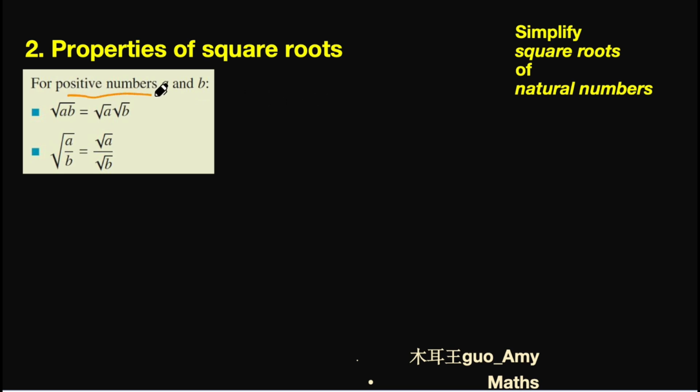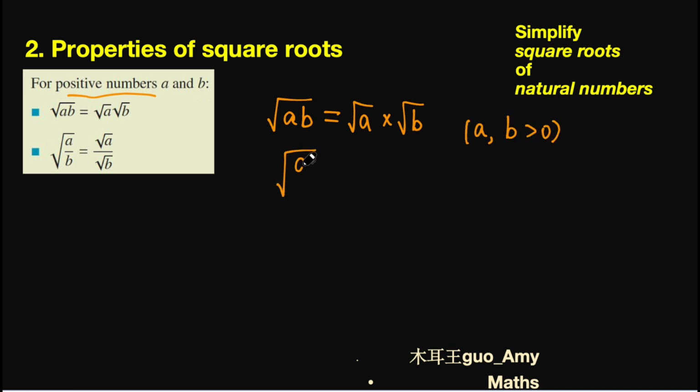For positive numbers a and b, if we have the square root of a times b, then it is equivalent to the square root of a times the square root of b. And here a and b both are positive. Similarly, if we have root a over b, then this one is equivalent to root a divided by root b. Same, a and b both are positive.